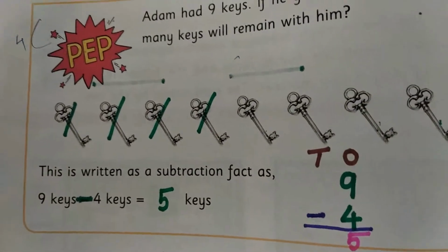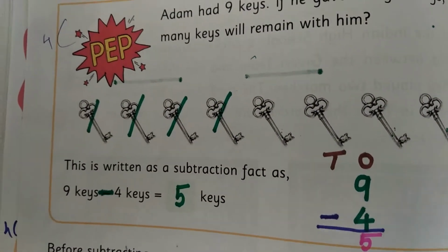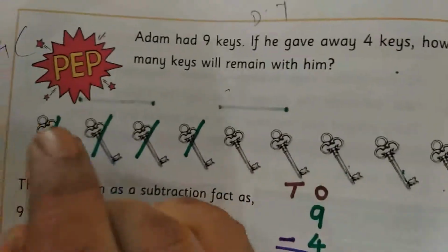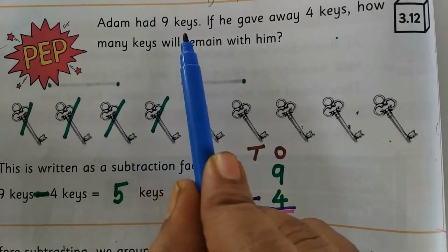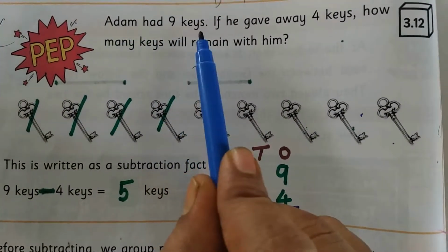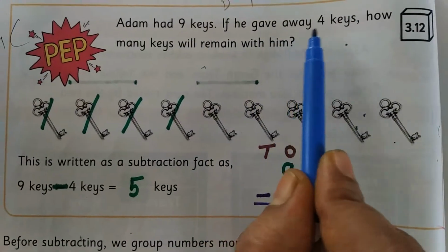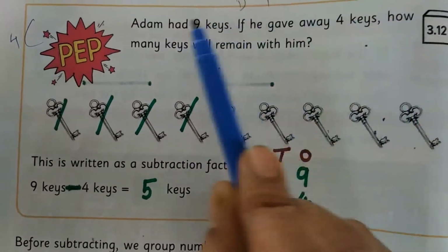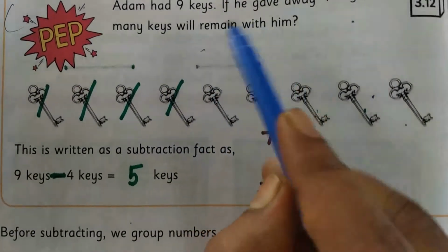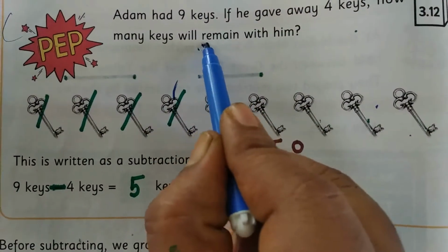Now children, everyone take your studio book page number 56. We are going to see the PEP activity 3.12. See here, Adam had 9 keys. If he gave away 4 keys, how many keys will remain with him?